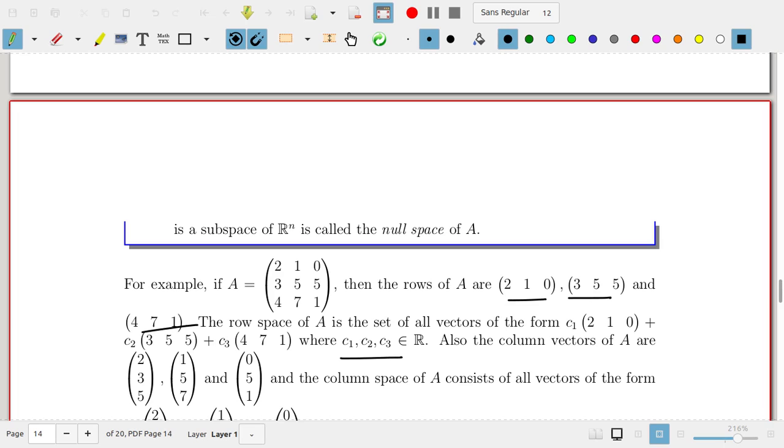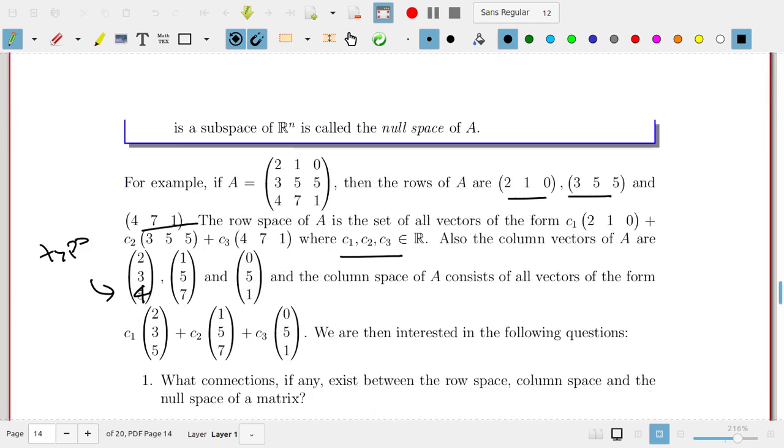234. So this should be 234. This is a typo. 234, 157, and 051. Right, so, and of course the column space of A is the set of vectors spanned by these three, 234, 157, and 051.